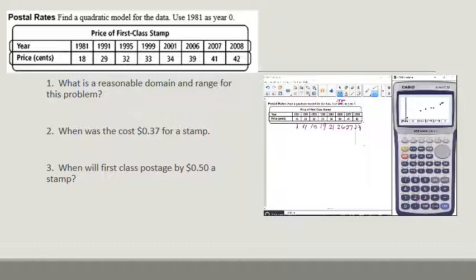We're going to calc. Again, they asked for the quadratic model. There it is. Remember that e to the negative 03 means scientific notation. So we're going to go 3 places back: y equals negative 0.0035x squared plus 0.93x plus 17.65. So there's our equation.